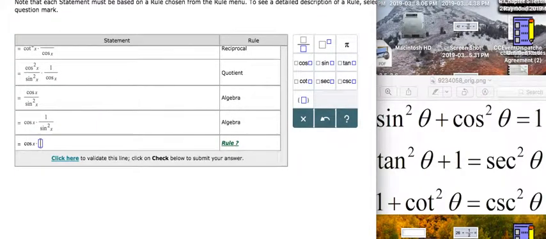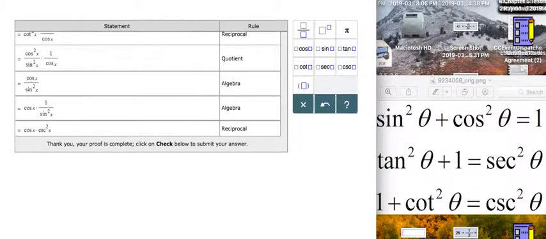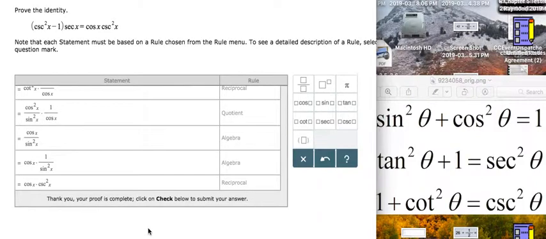We have it on the left side. Using the reciprocal identity, cosecant squared x goes on the right side, because 1 over sine is cosecant. So 1 over sine squared is cosecant squared. And the proof's complete. I'm going to hit check off your screen here.